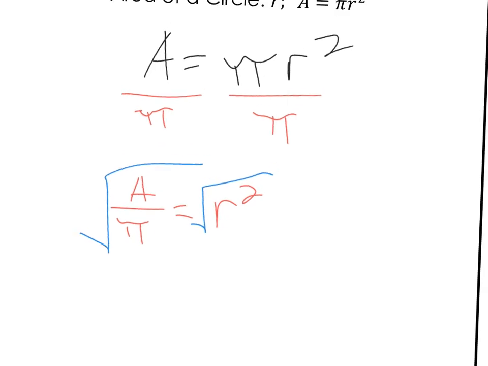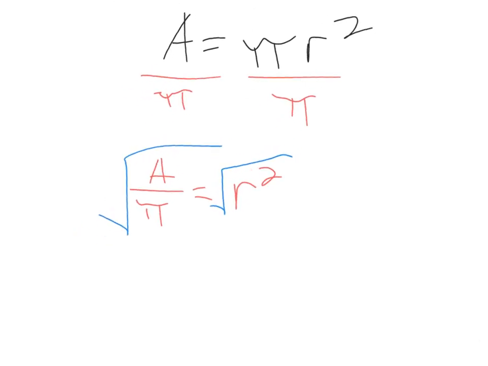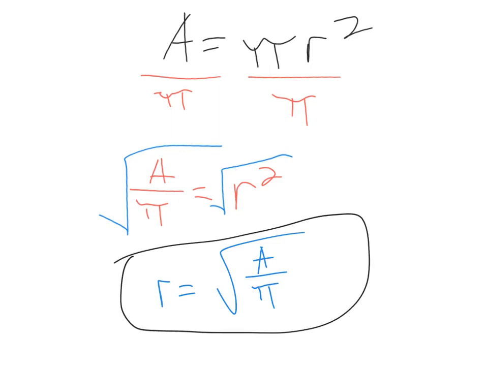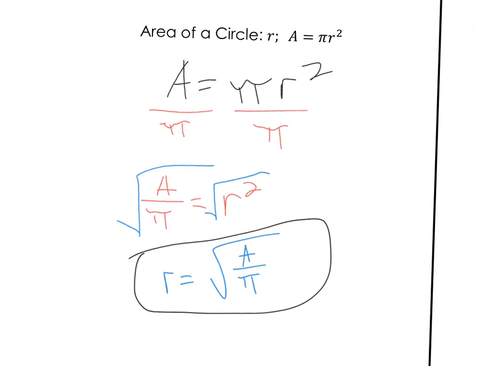I think I over-explained that one there. But all you have to do is square root to get rid of a square. So r equals, and then make sure you put the a over pi in the radical. That's what it's called. The square root symbol is called a radical. Make sure you put it all together. And that's it. It's just those 2 steps. And you've now solved this circle for the radius, working backwards from the area.